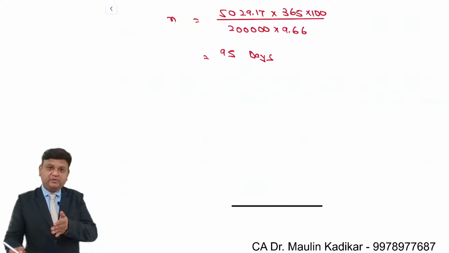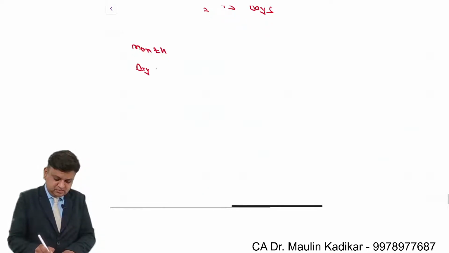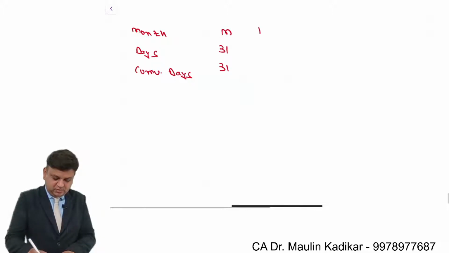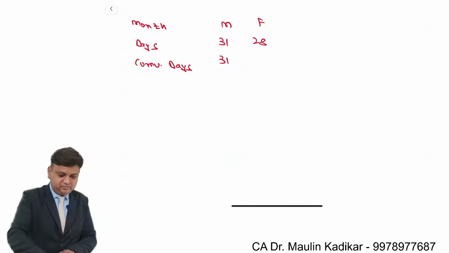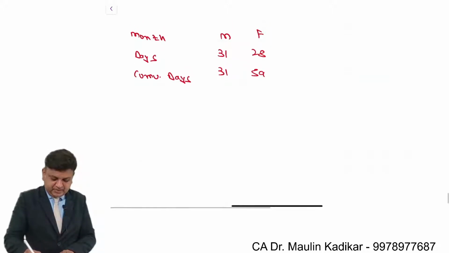Now we are required to do backward working. Month, days and cumulative days. March 31, February 28. So in that case it comes to 59. January 31. So this is 90.